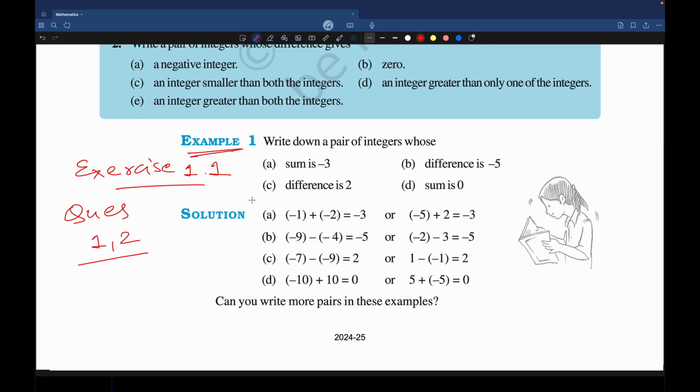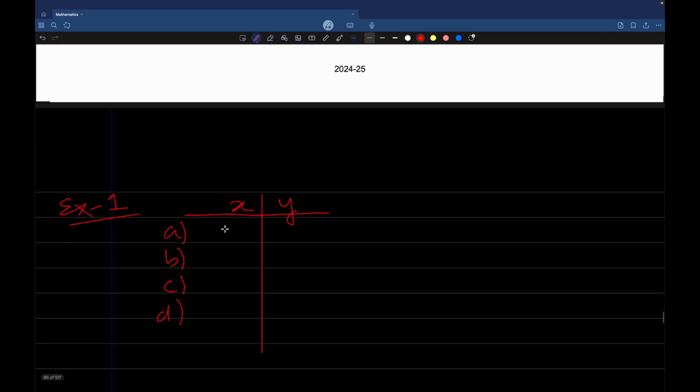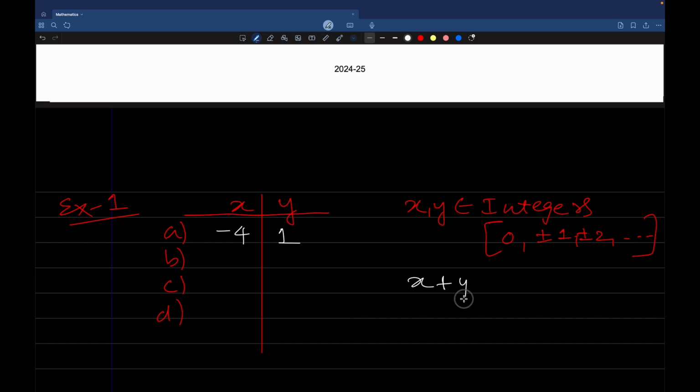So let us start with example 1. We have to find a pair of integers whose sum is minus 3. Let us take integers x, y that belong to integers, that is 0, plus or minus 1, plus or minus 2 and so on. We can take x equals minus 4, y equals 1, that is x plus y equals minus 4 plus 1, equals minus 3.